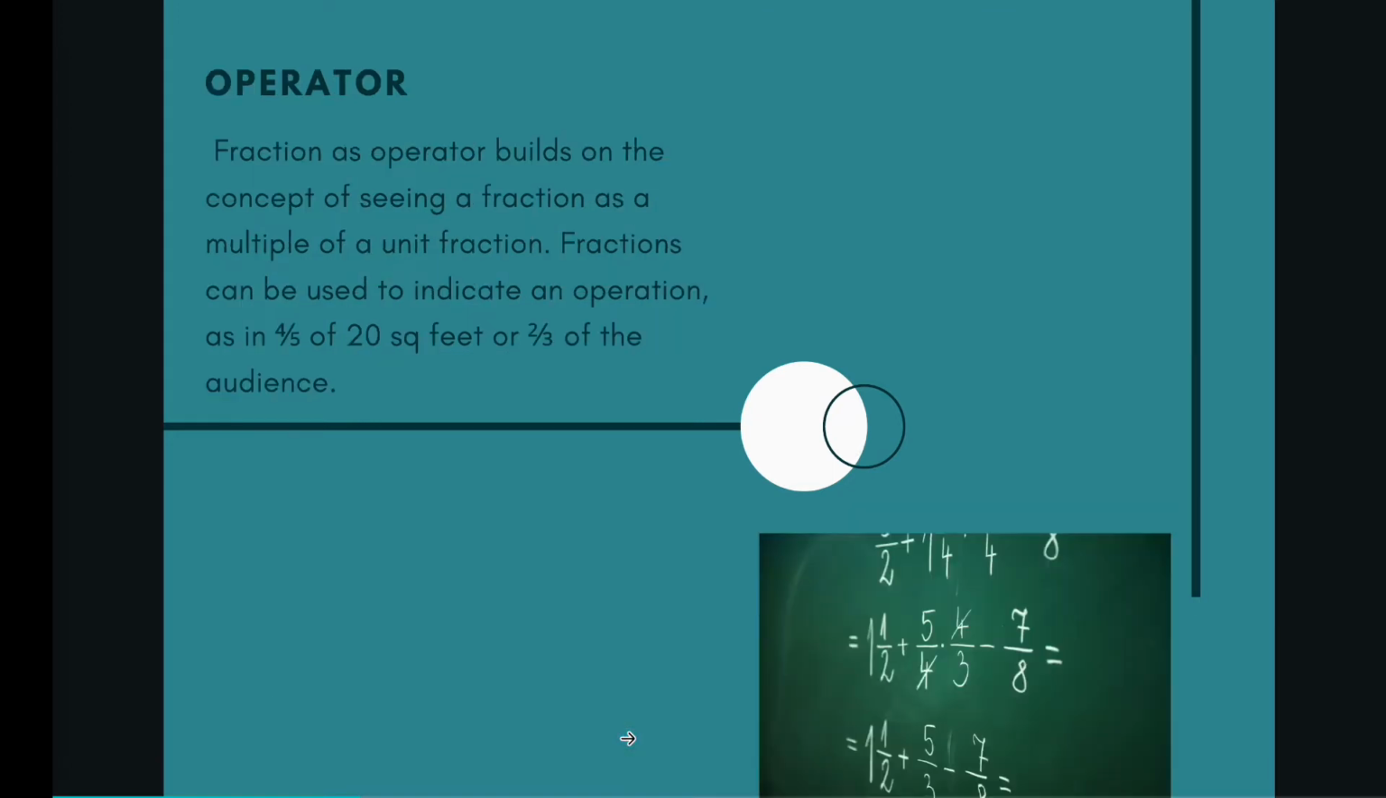And the next one is operator. Fraction as operator is built on the concept of seeing a fraction as a multiple of a unit fraction. Fractions can be used to indicate an operation, as in 4/5 of 20 square feet or 2/3 of an audience. These situations indicate a fraction of a whole number, and students may be able to use mental math to determine the answer. But it was mentioned that this construct is not emphasized as much in school.